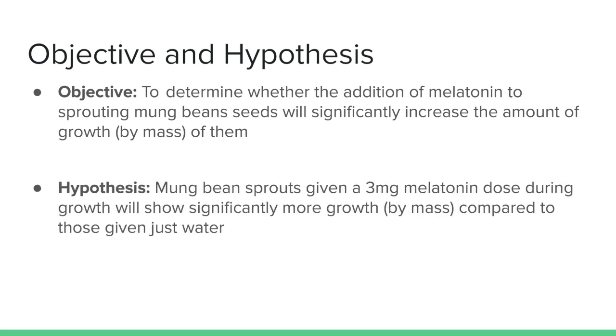The research hypothesis was mung beans given a 3 mg melatonin dose during growth will show significantly more growth by mass compared to those given just water. The expectations for this study are that there will be an increase in growth in mung beans given melatonin compared to those given just water because of the evidence of melatonin's role in plant growth.